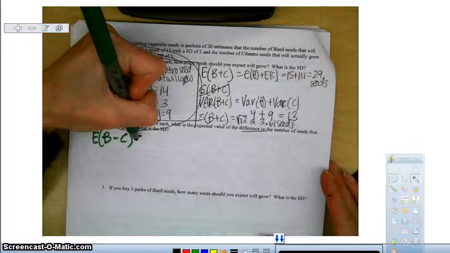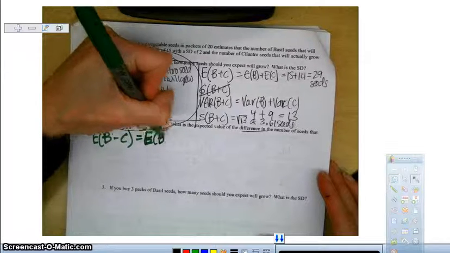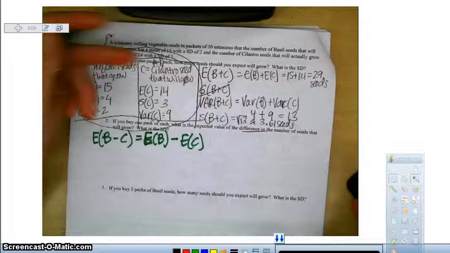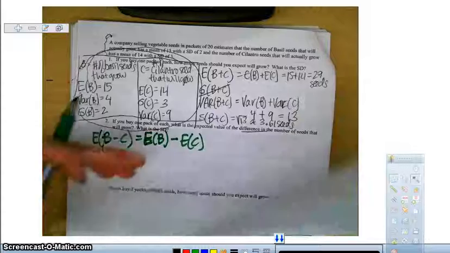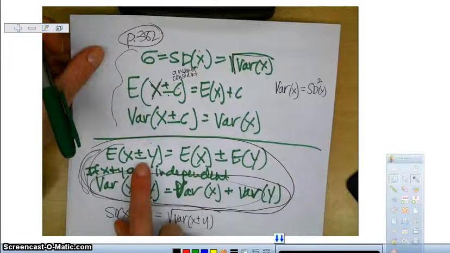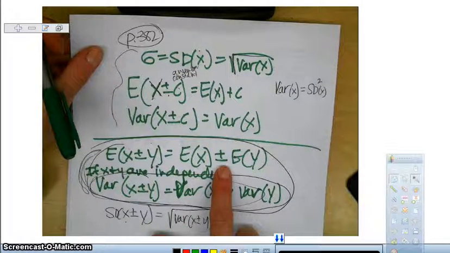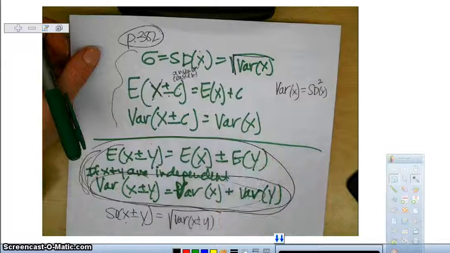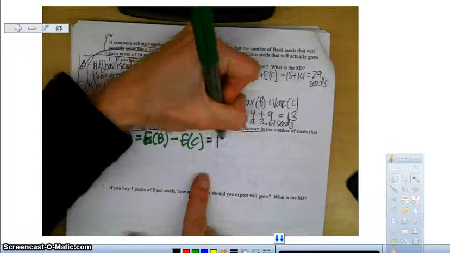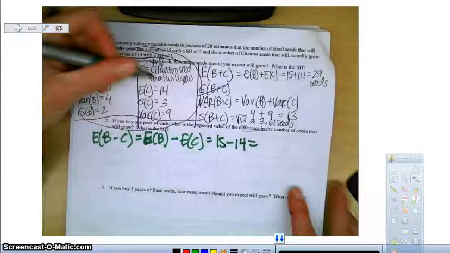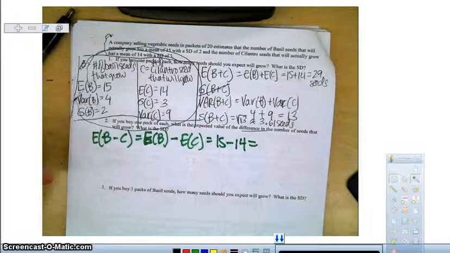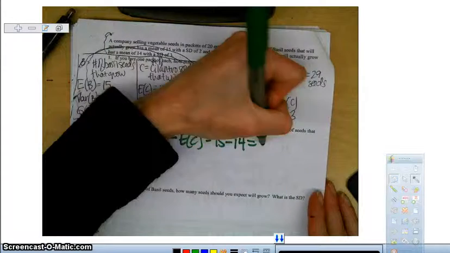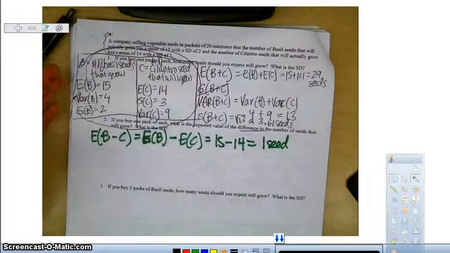That would be the expected value of B minus the expected value of the number of cilantro seeds. Where does that come from? That comes from this formula. When it's minus, you subtract the expected values. Expected values do exactly what you would do when you combine the random variables. If you're adding them, they add. If you're subtracting them, they subtract. So the expected value of basil was 15. The expected value of cilantro is 14. So what's the expected difference in the number of seeds between the 2 packs? 1 seed. Does that make sense? It should. There was 1 seed difference that they expected to grow.